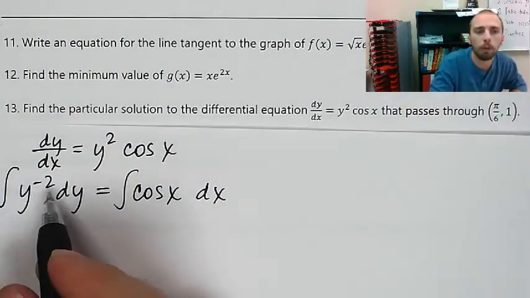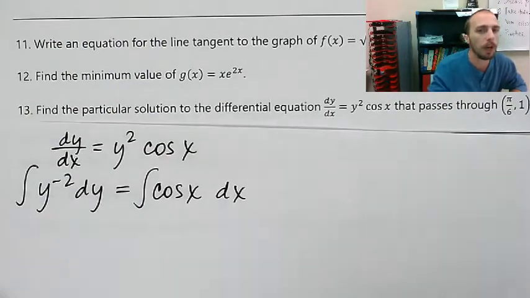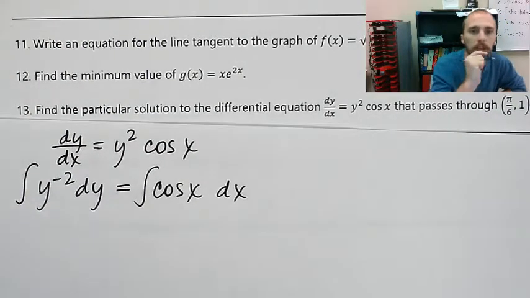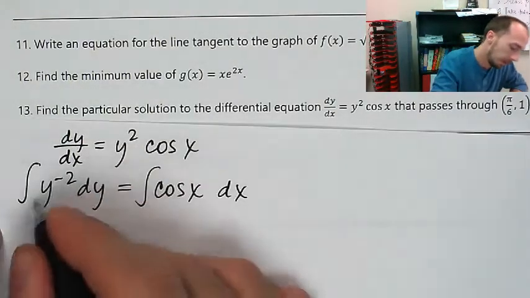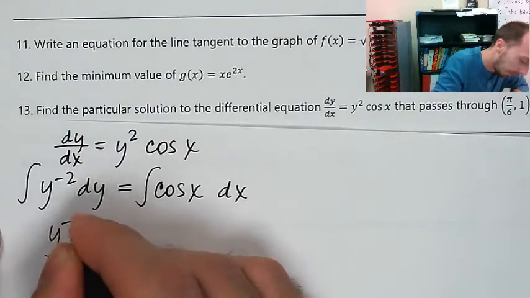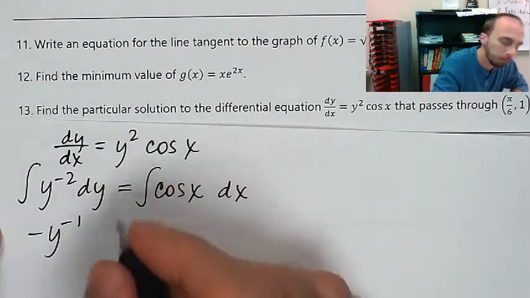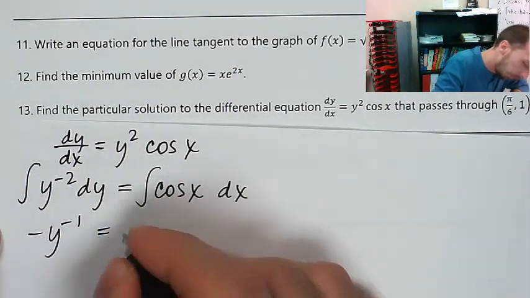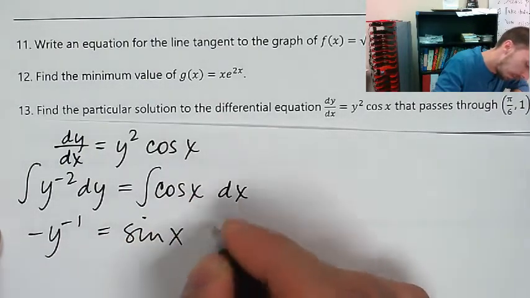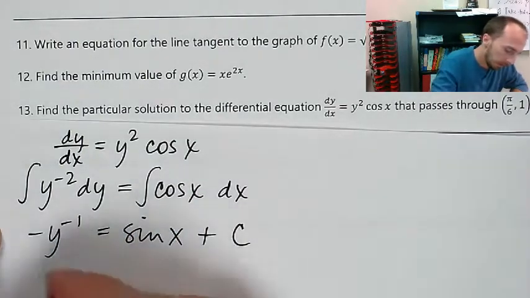If you said this is 1 over y squared, that's cool, it's the same thing. But make sure you're not telling me that the antiderivative of 1 over y squared with respect to y is the natural log of y squared. That doesn't work. Just take the derivative to check yourself, and that's not going to be valid. The antiderivative for this uses the power rule: we add 1 to the power and divide by the new power. And that's equal to the antiderivative of cosine x, which is sine x, and I don't forget my plus c.